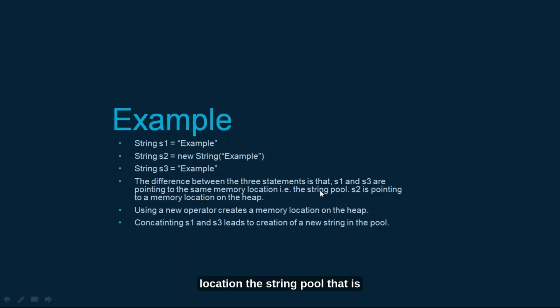That is the string pool. String constant pool and string pool are both the same. s2 points to a memory location on the heap. Using the new operator creates a memory location on the heap. Concatenating s1 and s3 leads to the creation of a new string in the pool. So already I explained these things, just here we summarized what pooling is.